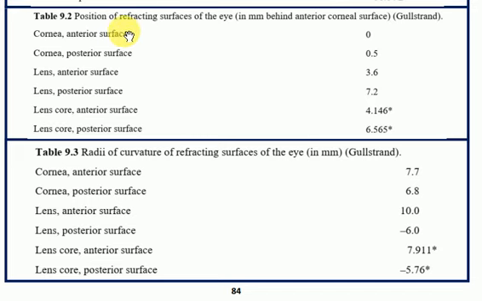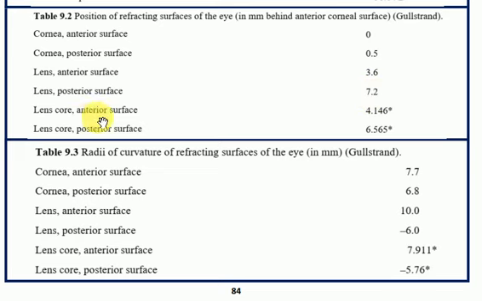So this is the table of the position of the refracting surfaces of the eye in millimeters behind the anterior corneal surface by Gullstrand. The cornea anterior surface is considered as 0 millimeter, and the cornea posterior surface is 0.5 millimeter behind the anterior corneal surface. The lens anterior surface is 3.6 millimeters behind, and the posterior surface of the lens is 7.2 millimeters behind the anterior corneal surface.